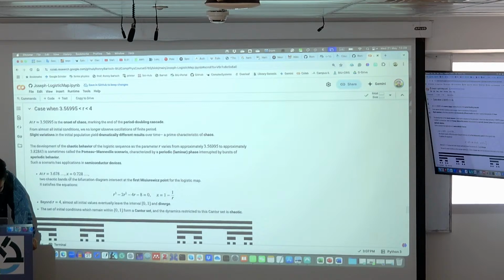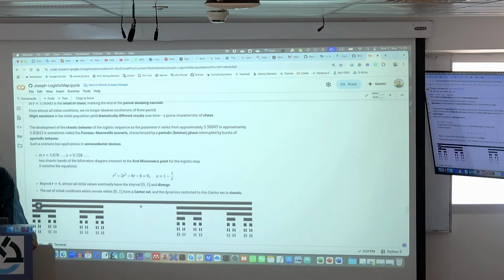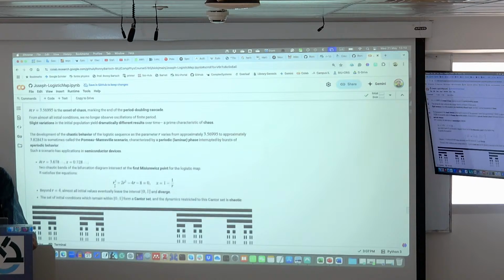So this is for the first measure point of the logistic map. Beyond 4, almost all the initial values eventually leave the interval between 0 and 1. So this is the end of the logistic map.